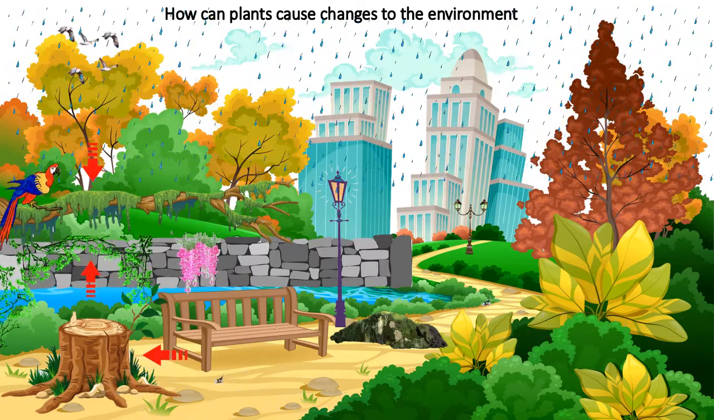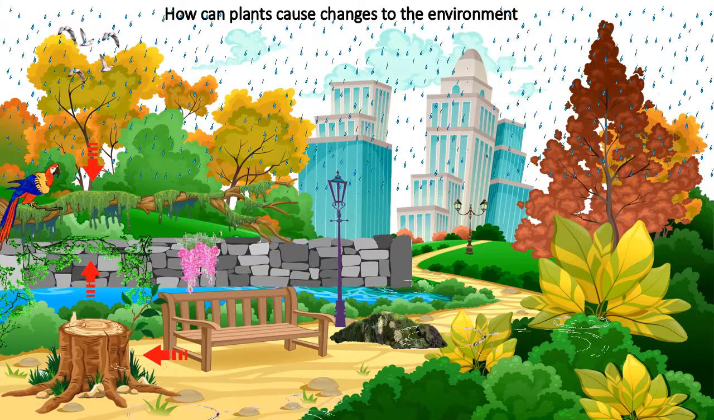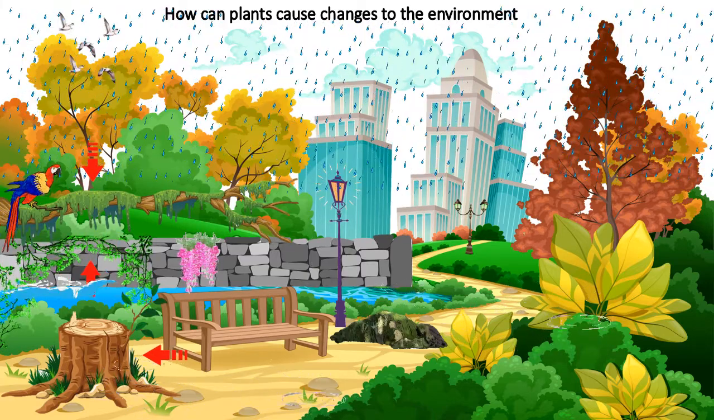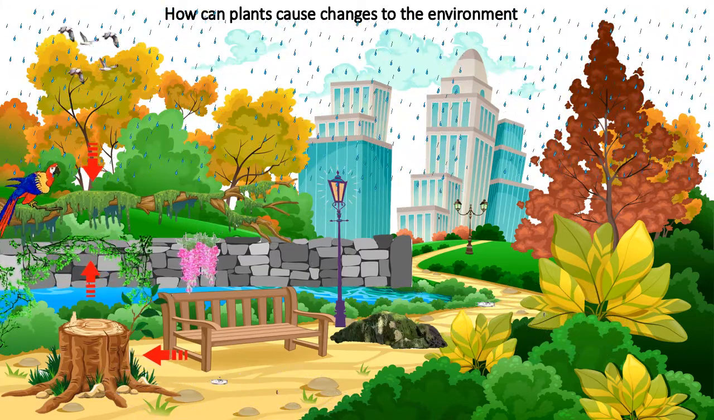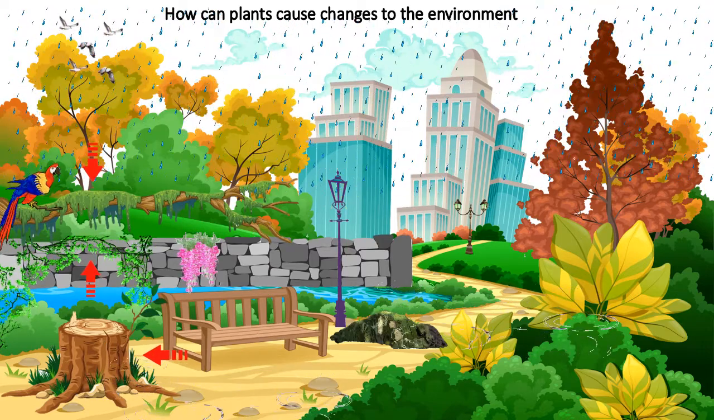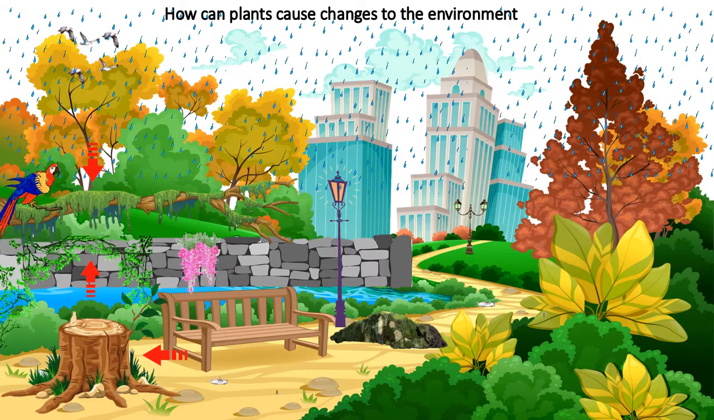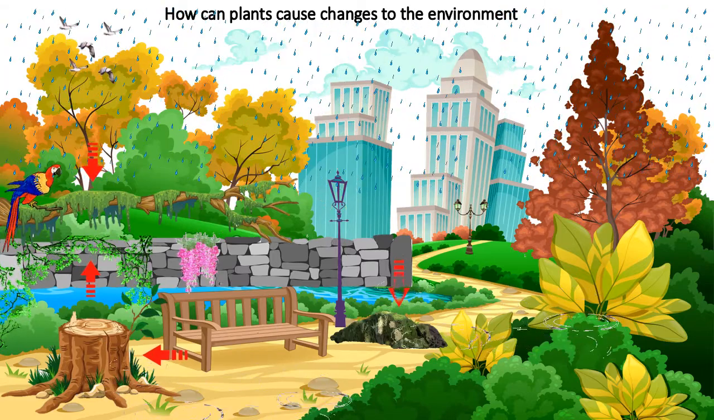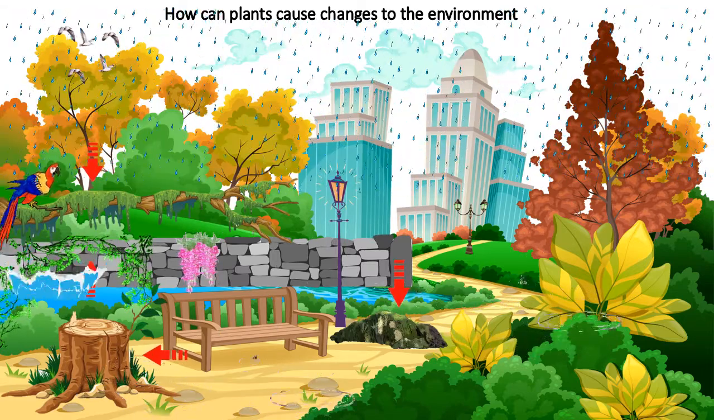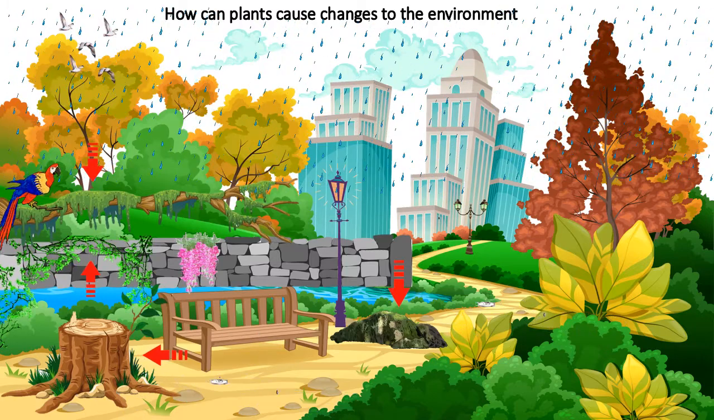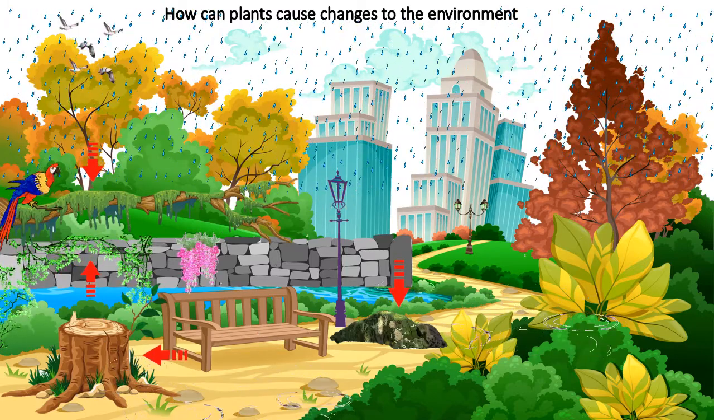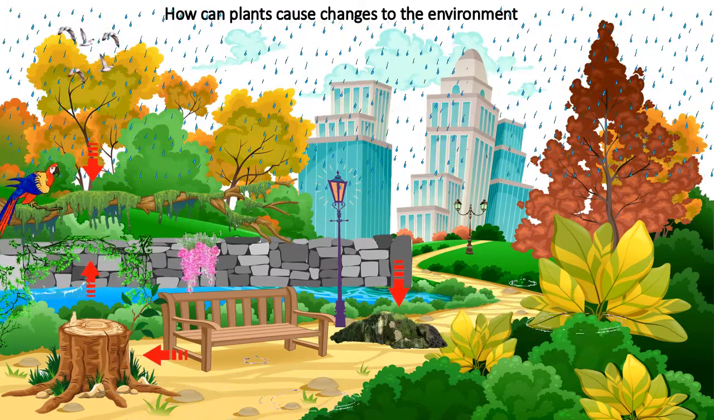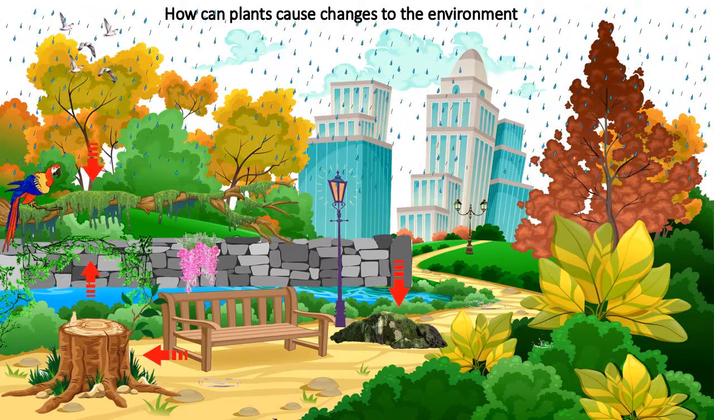Here we have another example of plants changing the environment. In this example, we can see that plants grew on a tree stump. And finally, we have a third example of plants changing the environment. In this example, we can see that plants grew on a rock.